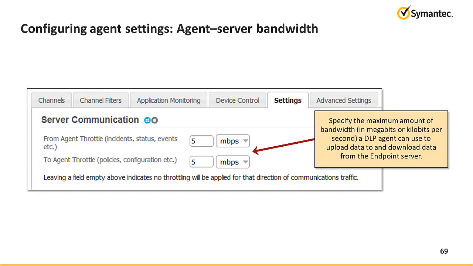You can manage the impact that DLP agents have on network performance by configuring the maximum amount of bandwidth in either megabits or kilobits per second that an agent can use to upload data to and download data from the endpoint server during connection time. These settings are located on the Settings tab in the Server Communication section. The default setting of the consumption throttle is 5 megabits per second. To change the bandwidth throttle, select either megabits per second or kilobits per second, and then enter a number in the box for the maximum per second. If you leave a field empty, no throttling is applied for that direction of communication traffic.